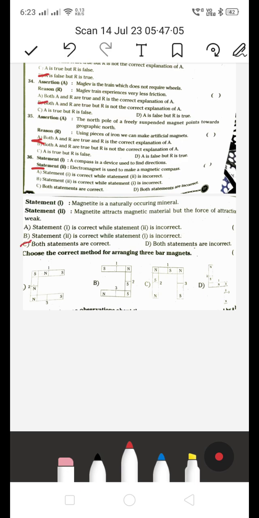Next, choose the correct method for arranging three bar magnets. Which is the correct one among A, B, C and D? Three bar magnets, north south. C is the correct option. It's north south, north south, and north south. This will be the correct three bar magnets arranging method. This is the right answer. So C will be the right answer.